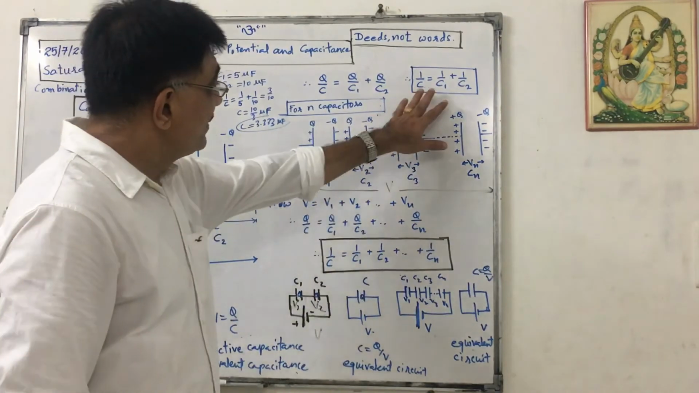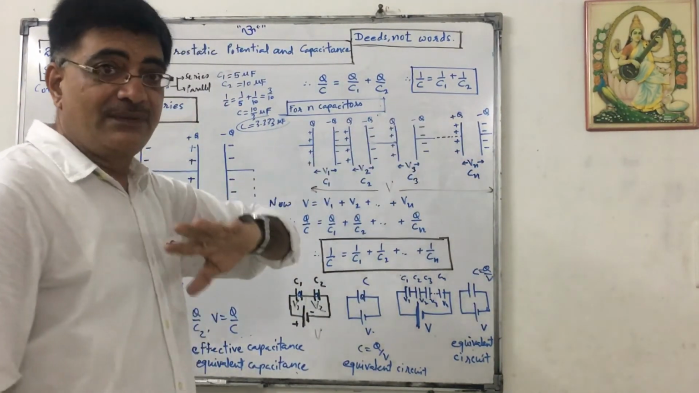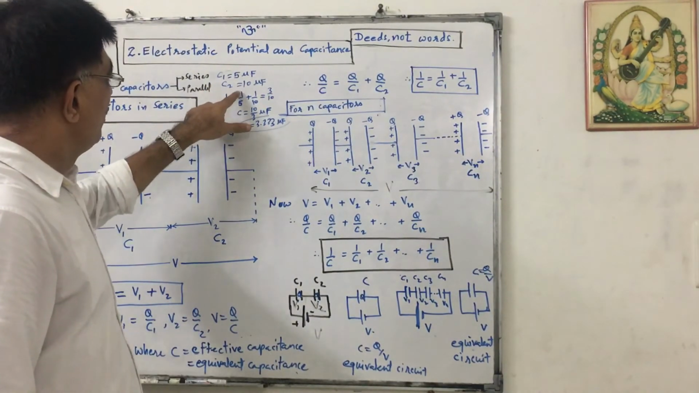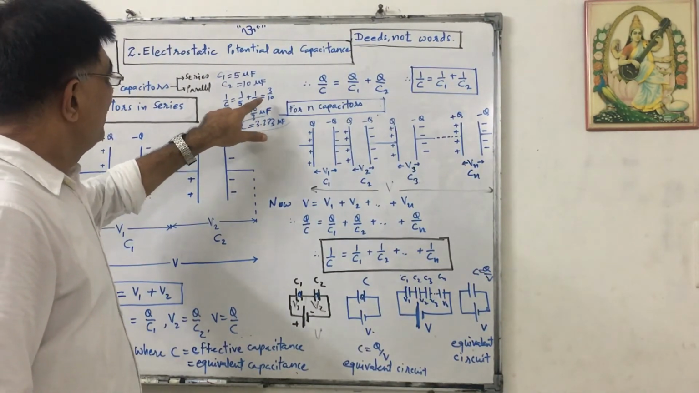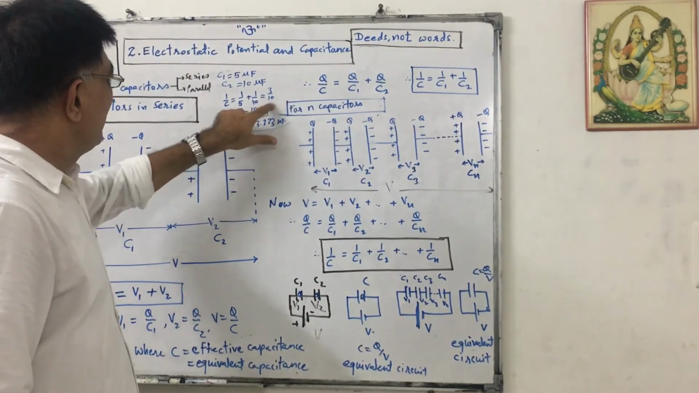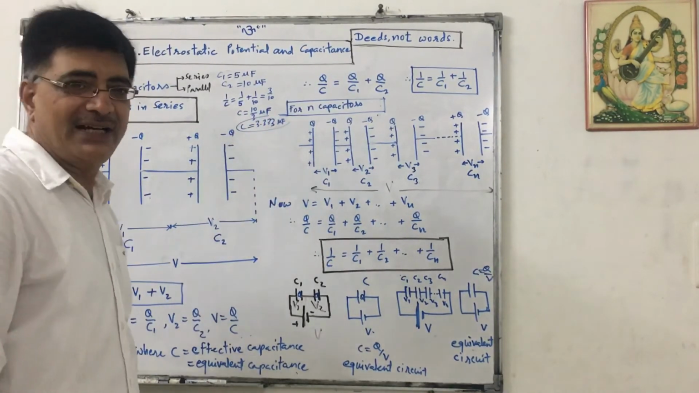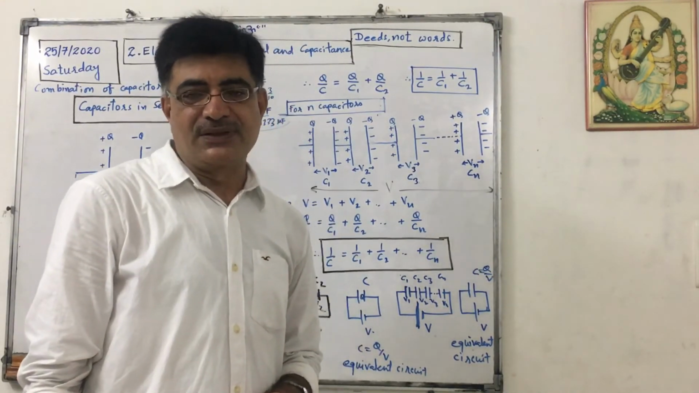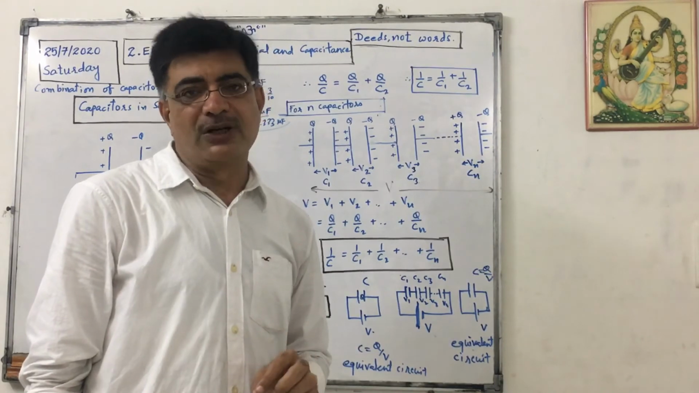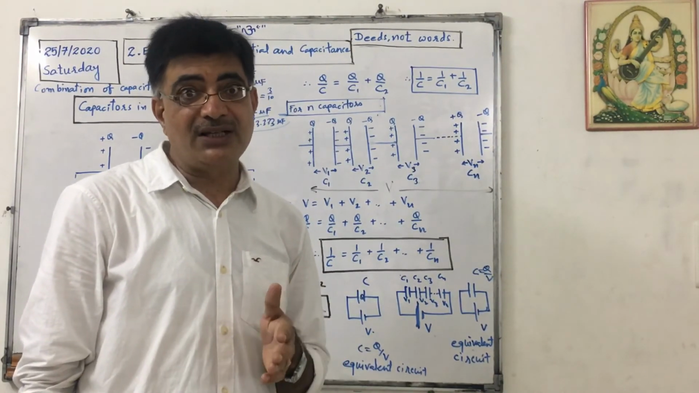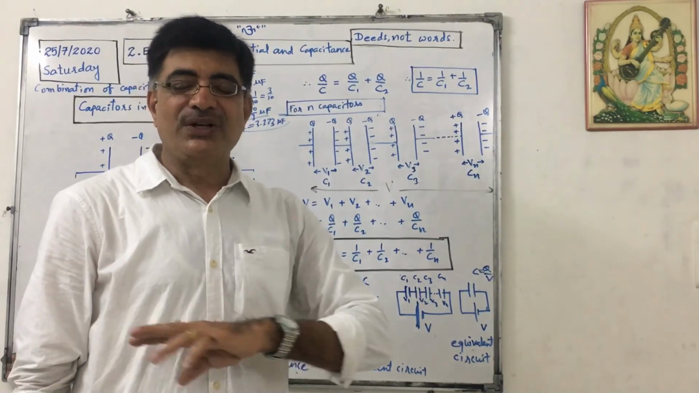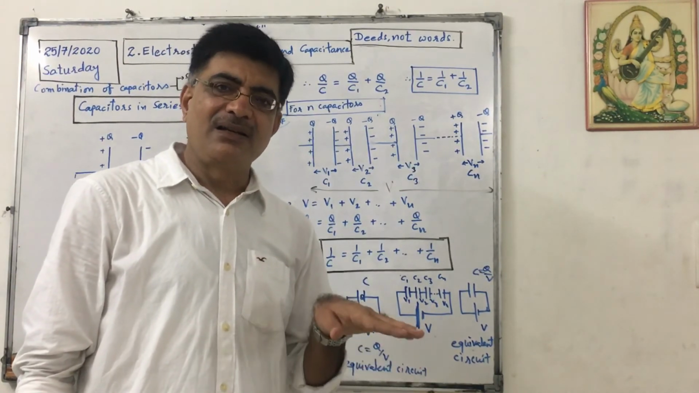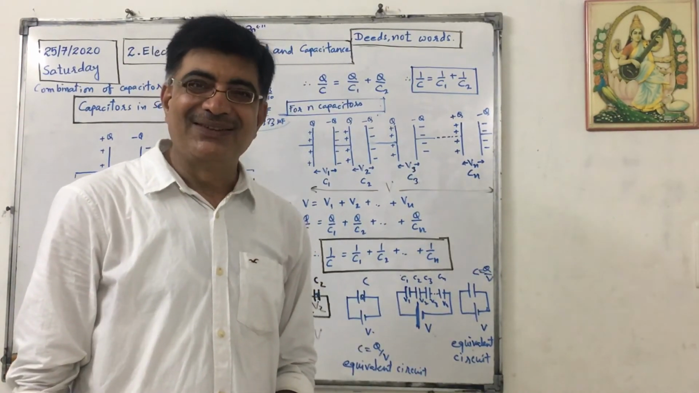Now in case of two capacitors, if I take C1 as 5 microfarad and C2 as 10 microfarad, what will happen? Putting the values, 1 upon C equals 1 upon 5 plus 1 upon 10, so it is 3 by 10. So C will be equal to 10 by 3, that will be 3.333 microfarad. Now we have connected two capacitors, one had value 5 microfarad, other had 10 microfarad, but the effective is less than 5. So in series combination of capacitors, the resultant capacitance has less value than the least of the connected capacitors.